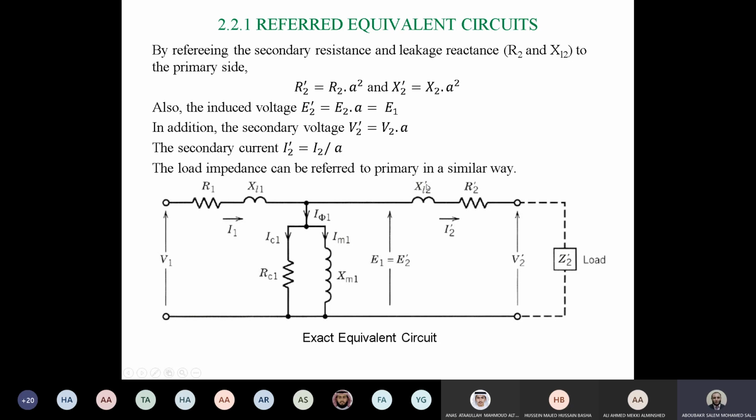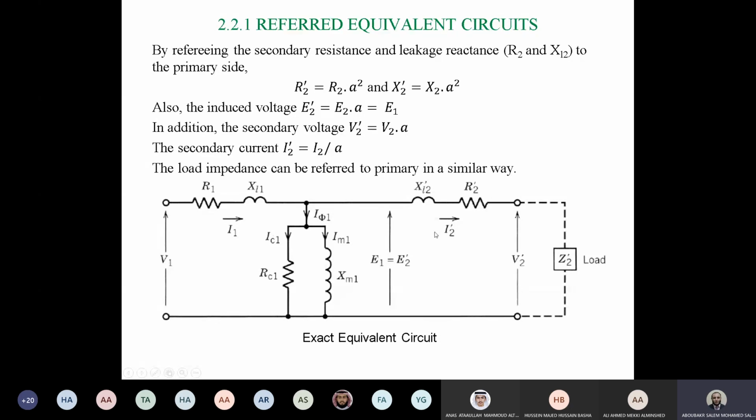Then we have XL2 prime and R2 prime, which are the reflected impedance of the secondary coil, where R2 is the resistance of the coil, and XL2 is the leakage reactance of the coil. Subscript 1 is for the primary and subscript 2 is for the secondary side. Using a prime on top of each symbol, XL2 prime, R2 prime, means that these values are reflected or referred to the primary side.